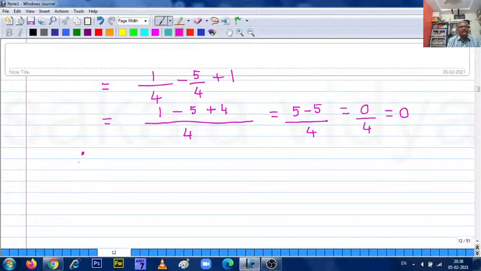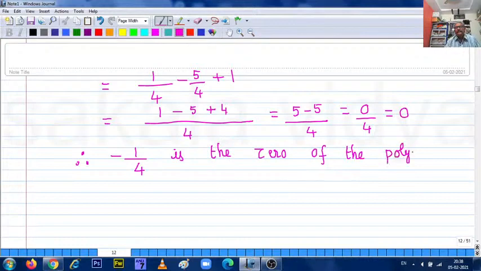So therefore minus 1 by 4 is the 0 of the polynomial p of x equals 4x square plus 5x plus 1.